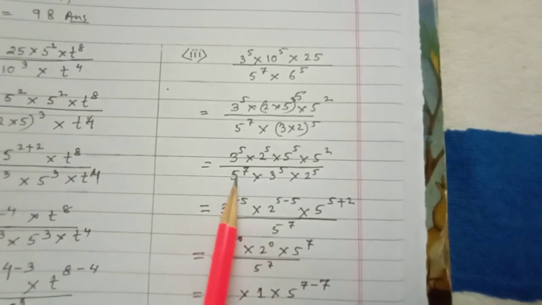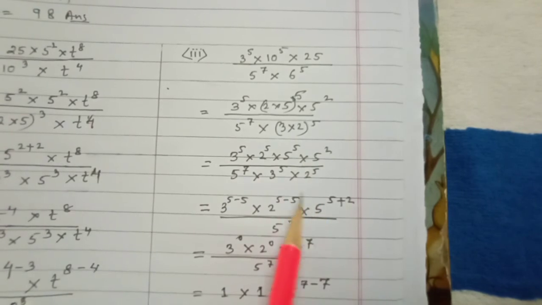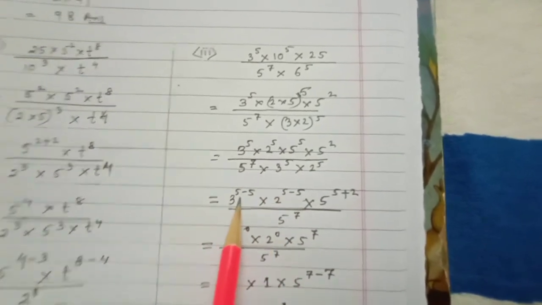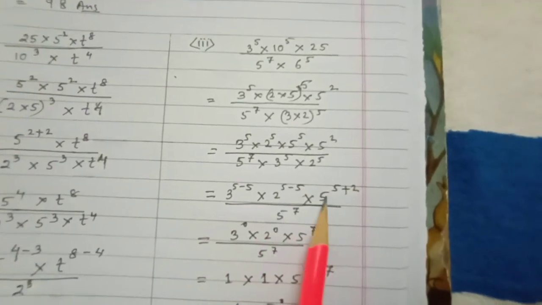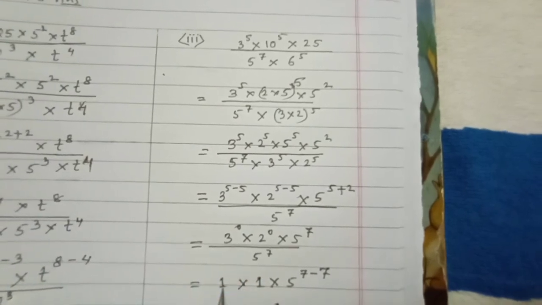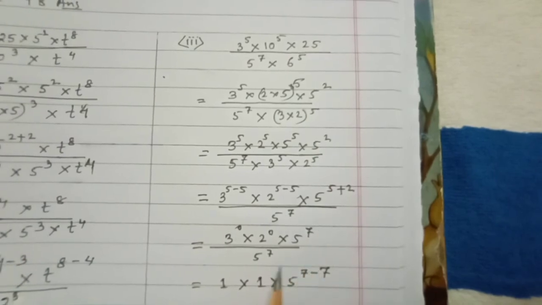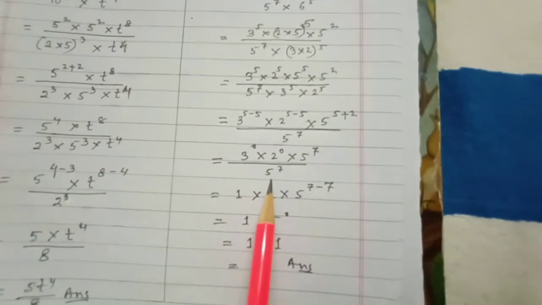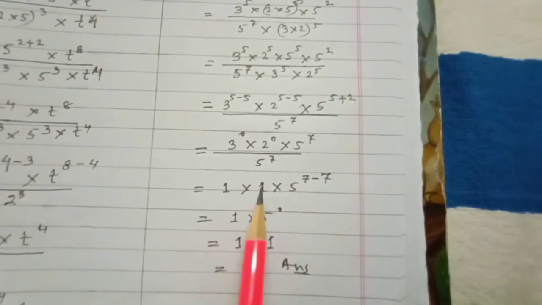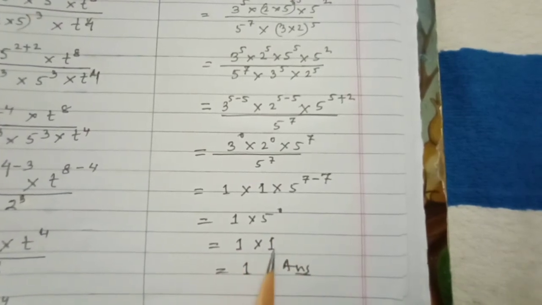In the denominator, now 5 to the power 7 only is left, because this 3 to the power 5 is in the top and the same is in the numerator, so it is gone. Now 5 to the power 7 by 5 to the power 7, 3 to the power 0 means 1, 2 to the power 0 means 1, 5 to the power 7 divided by 5 to the power 7, that means 5 to the power 7 minus 7, 5 to the power 0, that is 1. 1 into 1 into 1, answer is 1.